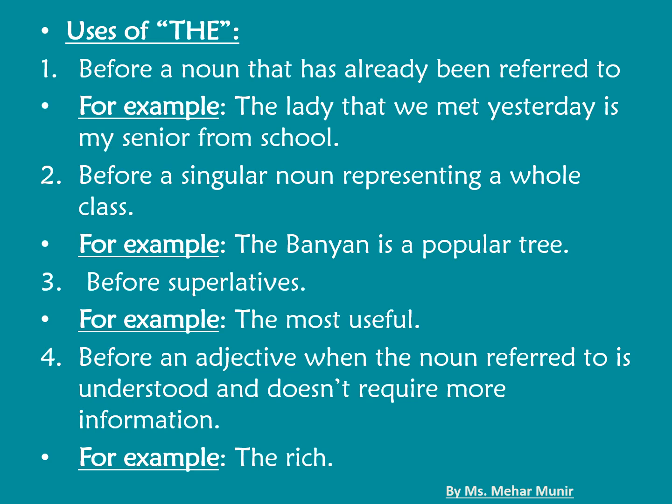Rule number 4. Before an adjective, when the noun referred to is understood and doesn't require more information. For example, the rich. We used the before rich because rich is understood and it doesn't require more information, so we used the.